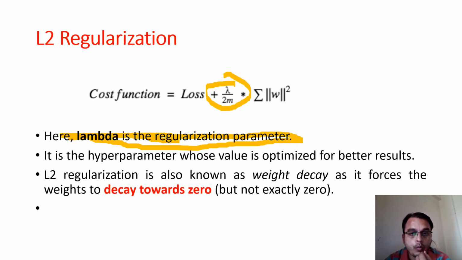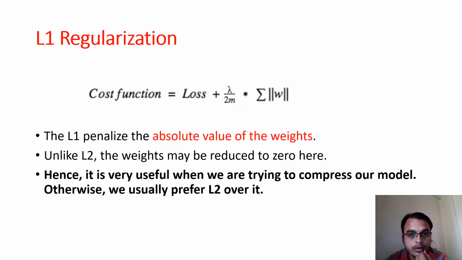Okay, now weight decay. L2 regularization is also known as weight decay, as it forces the weights to decay towards zero, not exactly zero but towards zero. Now the L1 cost function is equal to loss plus lambda by 2m into the summation of the absolute values of omega. L1 penalizes the absolute value of all the weights. Unlike L2, weights may be reduced to zero.